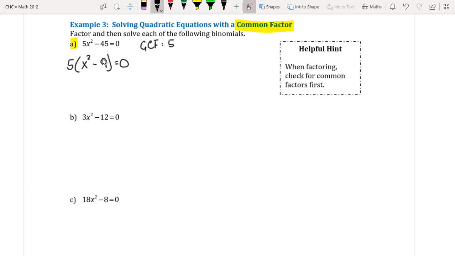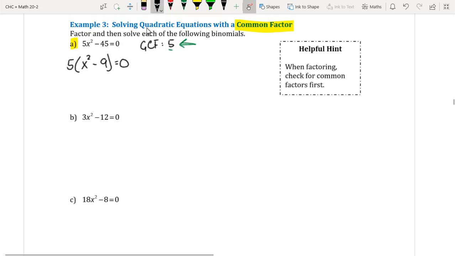Anytime you're asked to factor a polynomial, you always want to start by looking at if there is a greatest common factor that can be factored out. And if there is, you do want to start with that. And if there's not, then you can look at other techniques.